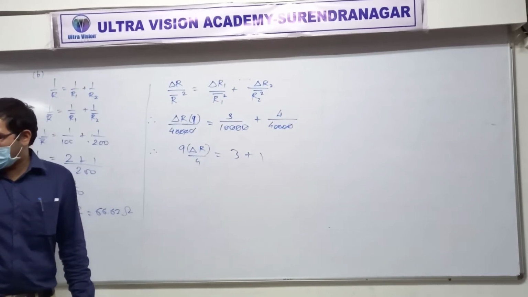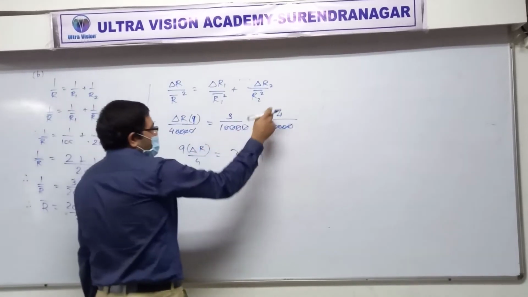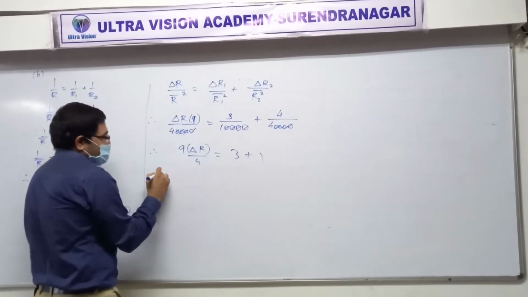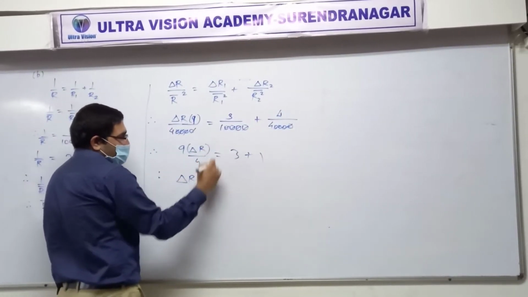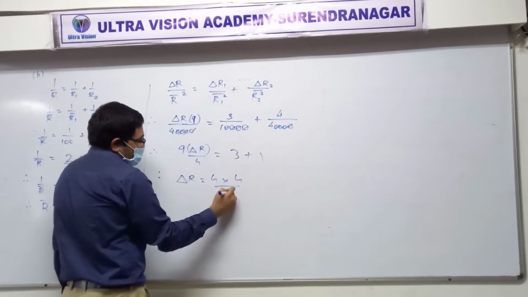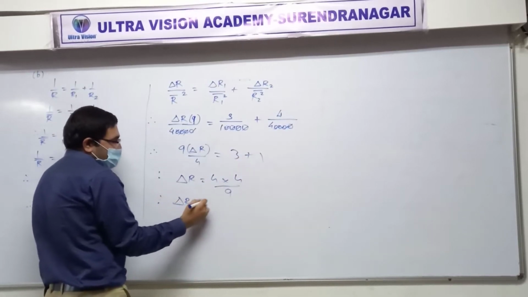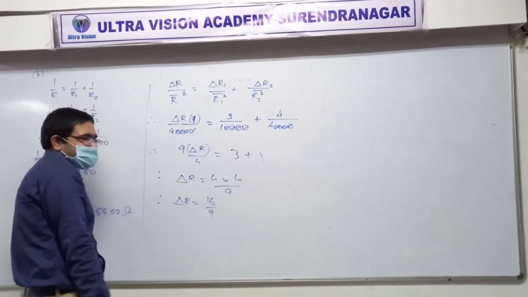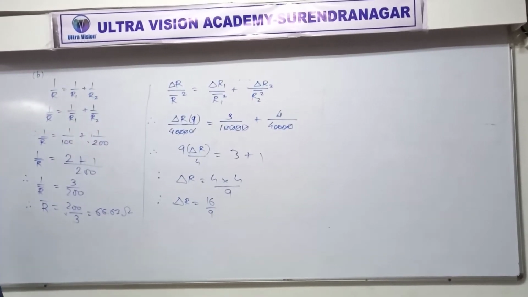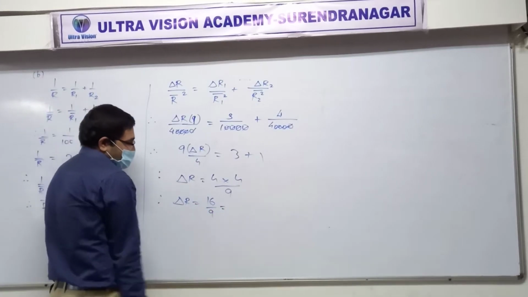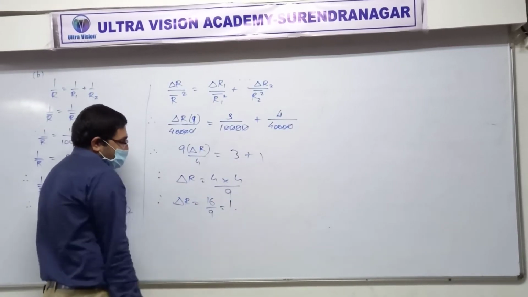You have to do the sum. 4 by 4 is 1, so 3 plus 1, so delta r is equal to 4 into 4 upon 9, therefore delta r is equal to 16 by 9. Is that clear? Delta r is equal to 16 by 9. You can divide it. How much would it give? 1 point.